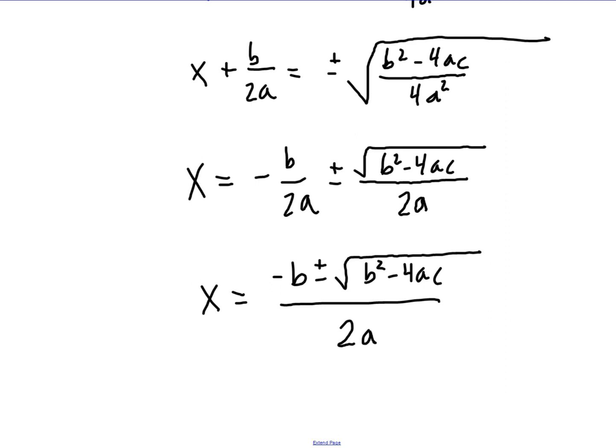And let's look at a little bit more vocabulary. This is going to be the subject of a whole other video. Under the radical here, b squared minus 4ac, for any quadratic, this is called the discriminant.